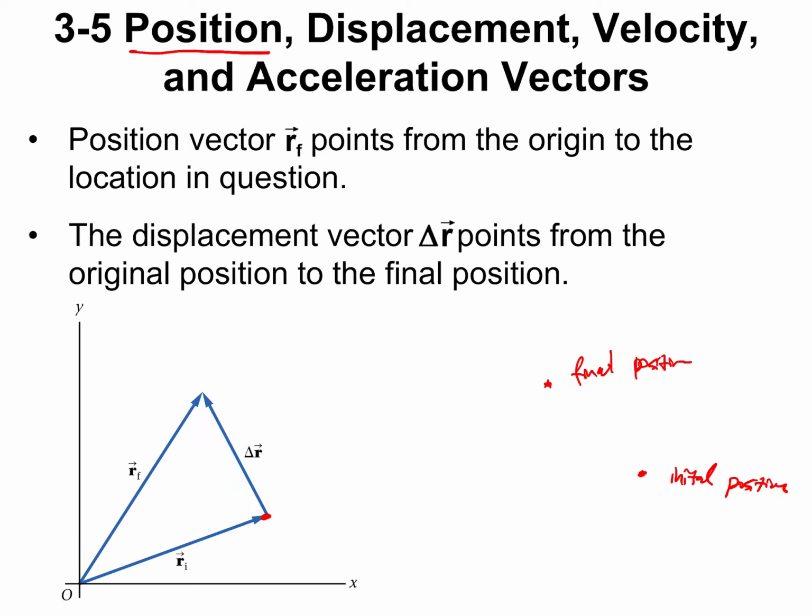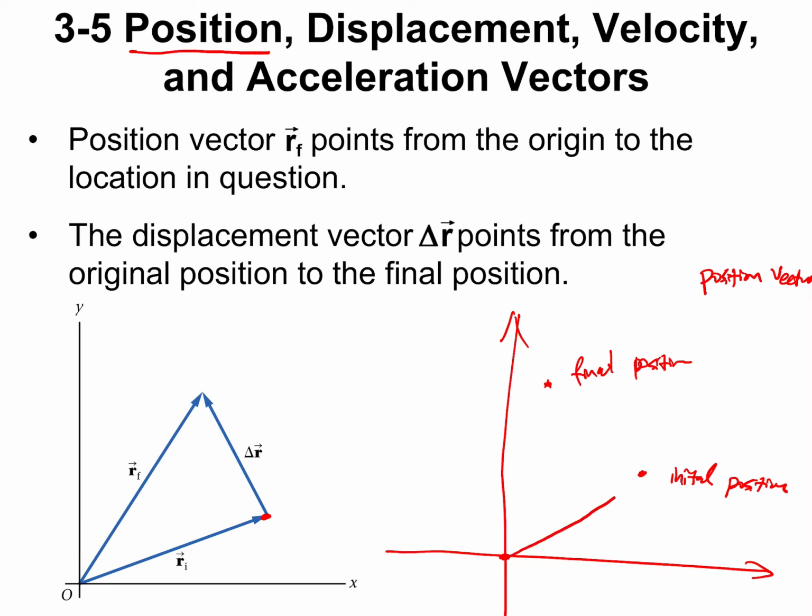Okay, and how to describe this? Well, very easy. You build a coordinate system at your preference. So here's your coordinate system. How to describe this position? You use a vector. We call this a position vector. A position vector is a vector that starts from the origin to your location. So you basically link your origin and your location together with a straight line, and you put an arrow there to make that a position vector.